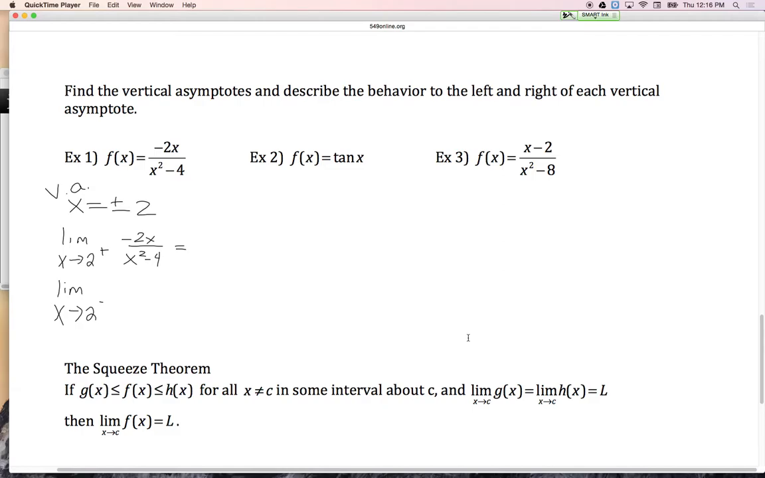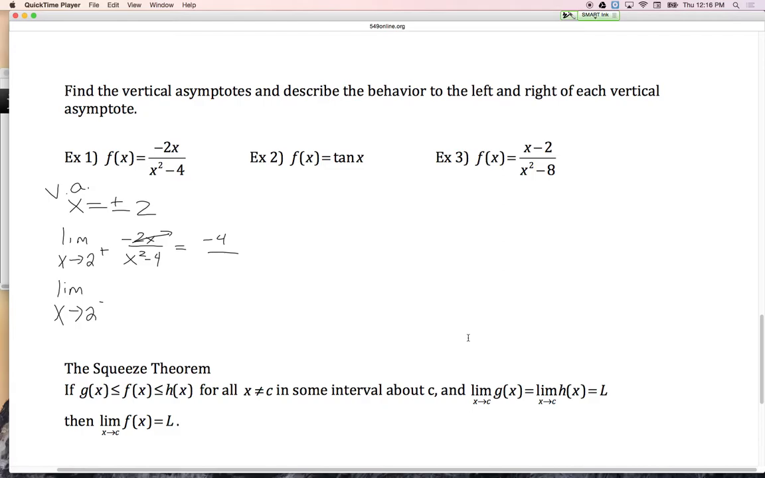You go to 2.1. Now the top, you can just go ahead and let it approach 2, because you're not going to get 0. So I can just go ahead and plug 2 in on the top. The top's going to approach what? Negative 4. So that's not a problem. It's the bottom. I can't put 0 on the bottom, so what I need to do is numerically think about what's happening as I get closer to 0.